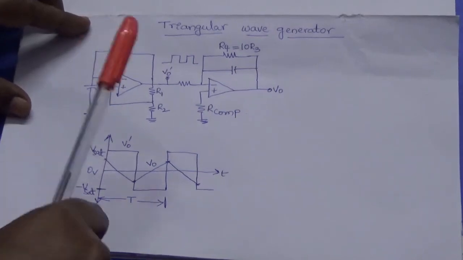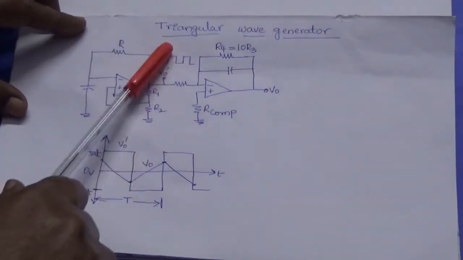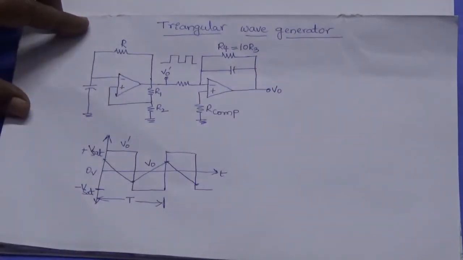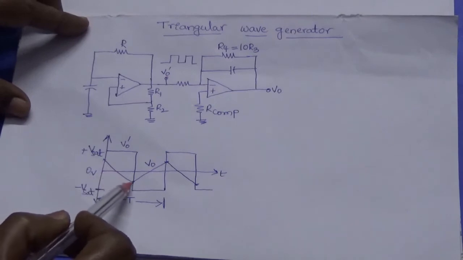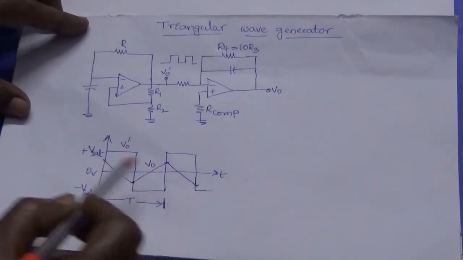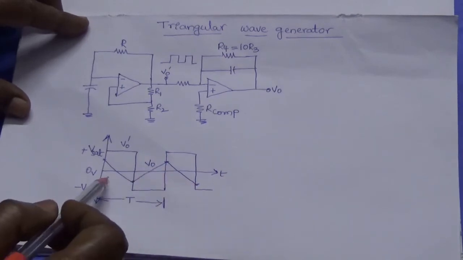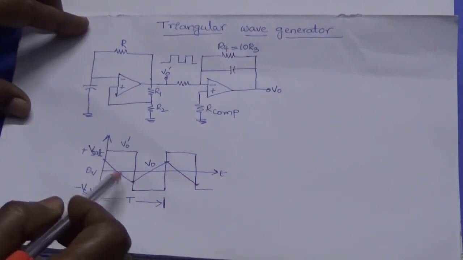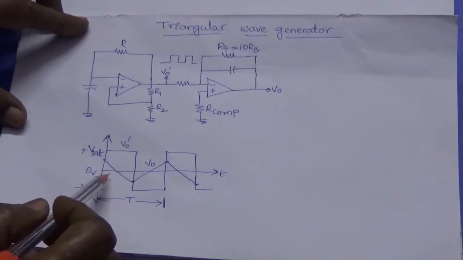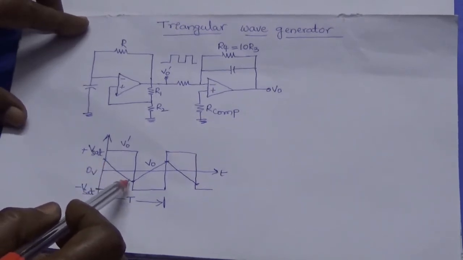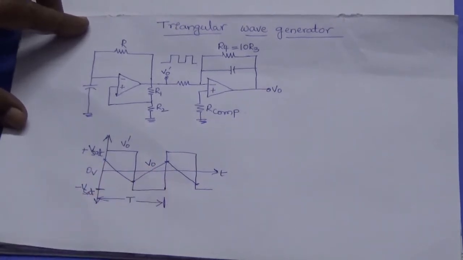So now we are going to learn the triangular wave generator. That means a triangular wave will be generated. This is the triangular wave. It is also called a ramp wave or ramp signal, and we can also call it a sawtooth wave. So how can it be developed? You can see that in your laboratory function generators will be there.